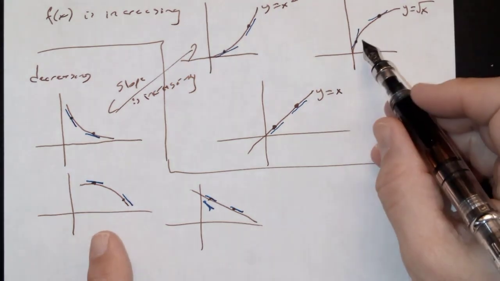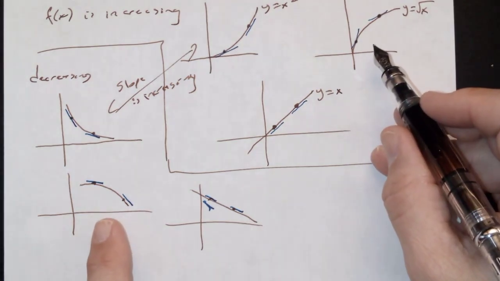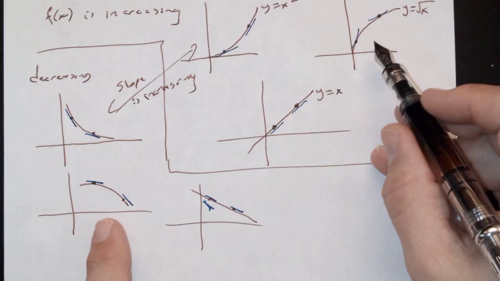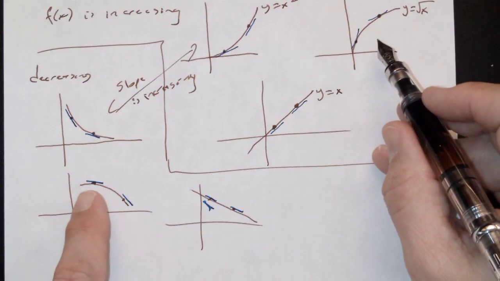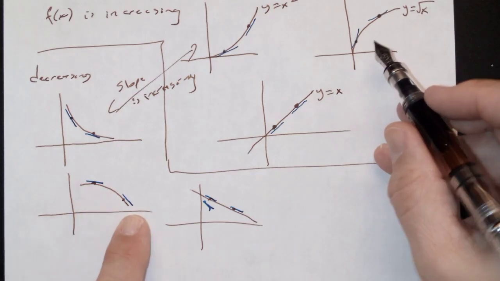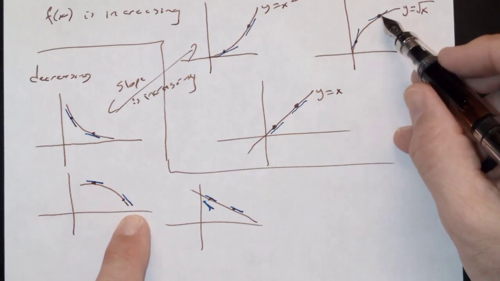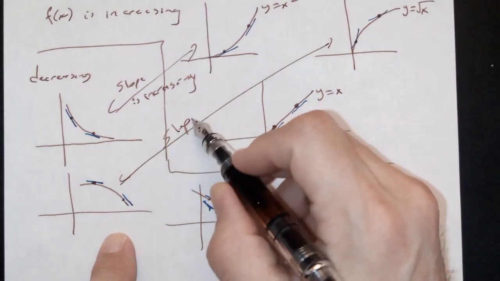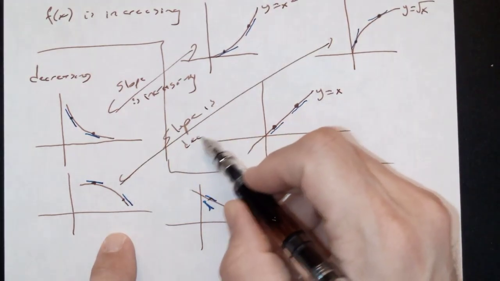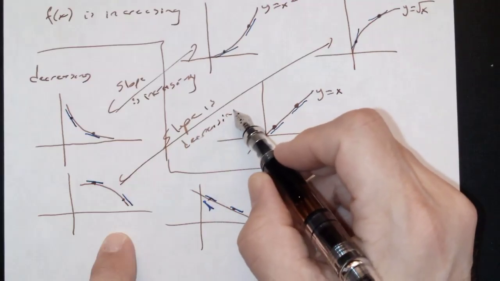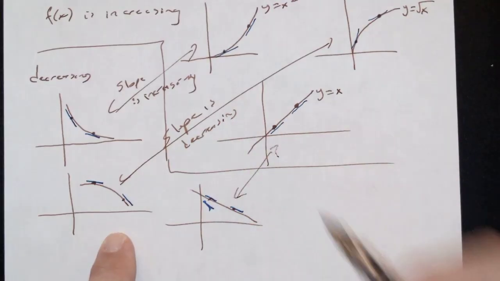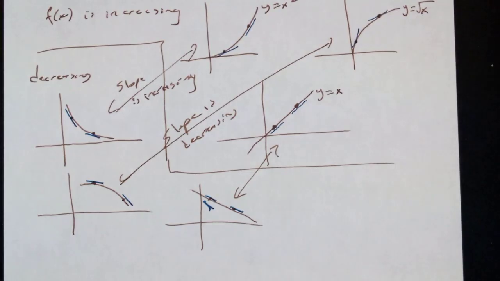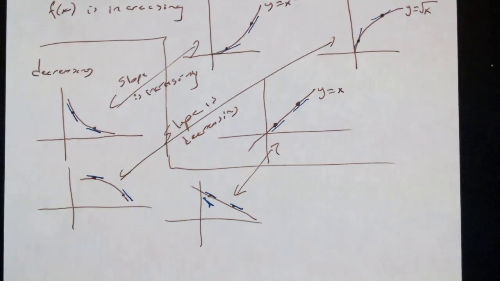What about these 2 pictures? Say it again. Because I went from a small negative to more negative, or a large positive to a small positive, here, slope is decreasing. And in these 2, it's constant.